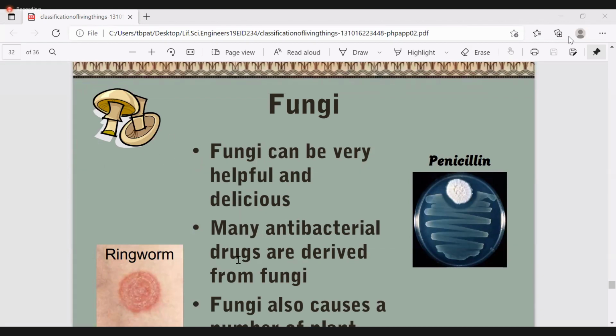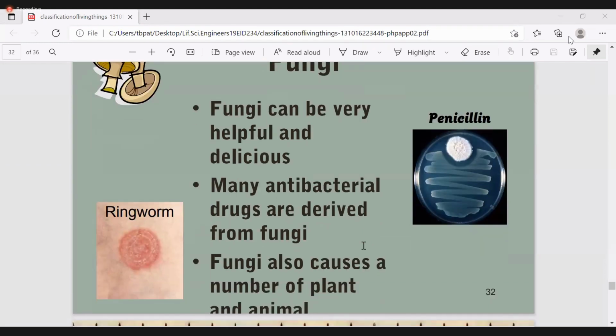Many antibacterial drugs are derived from fungi. The great scientist Alexander Fleming invented penicillin. Before that, Louis Pasteur developed the rabies vaccine. Alexander Fleming's penicillin was seen as a universal drug for any disease. The great scientist Fleming extracted this particular antibacterial substance from fungus only.